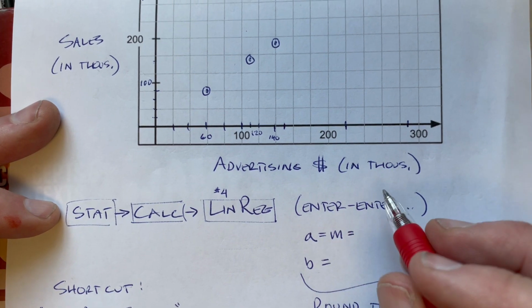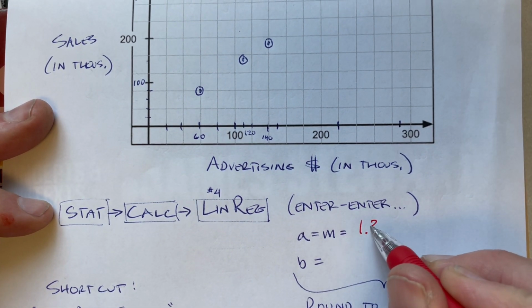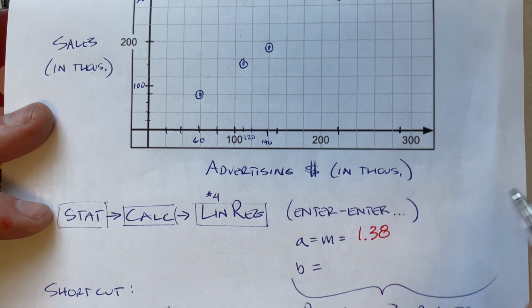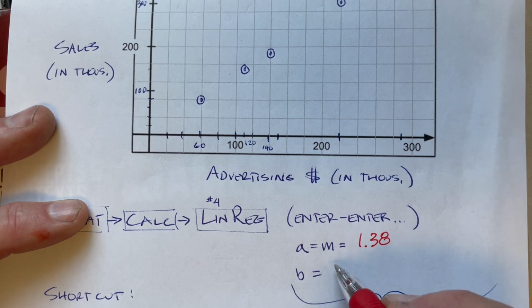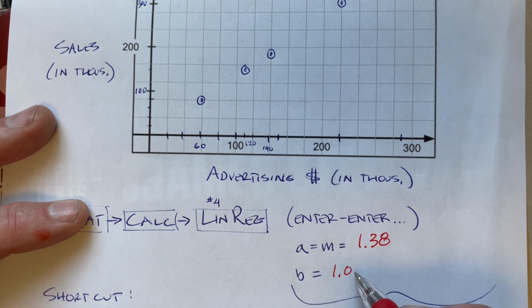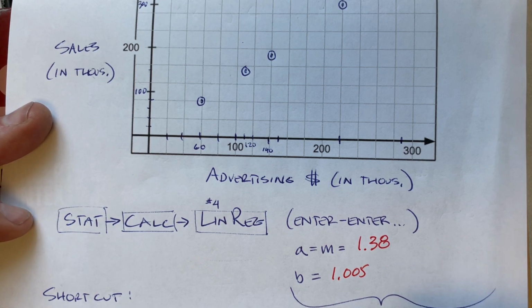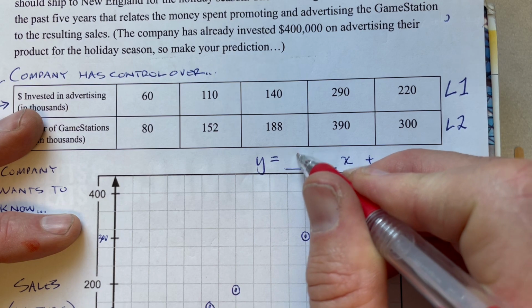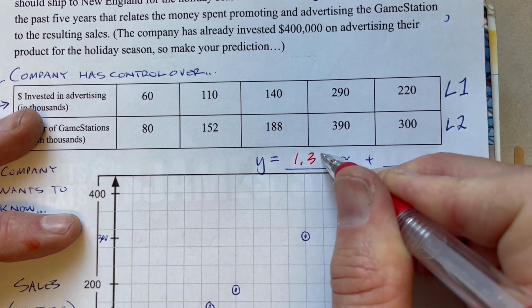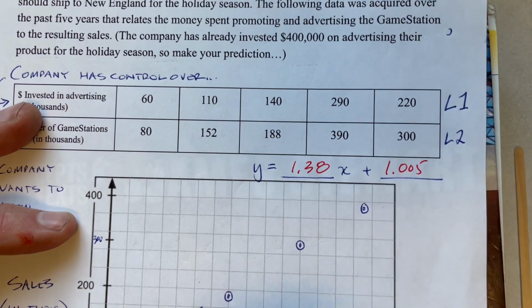And I think that in this case, it's going to be something like 1.38 or something like that. I'm just going to save time and not get that. The B, when you do this data, is very, very close to like 1.005 or something like that, very close to 1. So you just are going to want to write the equation that y equals 1.38x plus 1.005 or whatever it is.